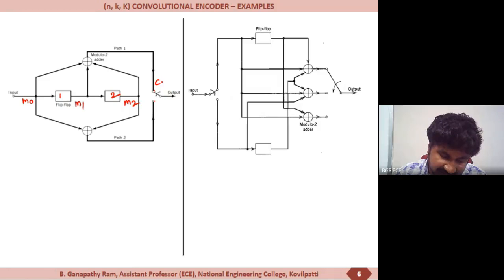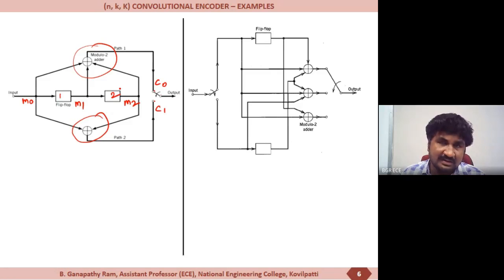And this path 1 will be the code C0 and this path 2 represents the code word bit C1. So for the first time slot, the switch will be connected to C0, and at time slot 2, the switch will be connected to C1. And here, this is the modulo 2 logic circuit in which each of the bits are being used in determining the code word. For example, the C0 is determined by M0, M1 and M2.